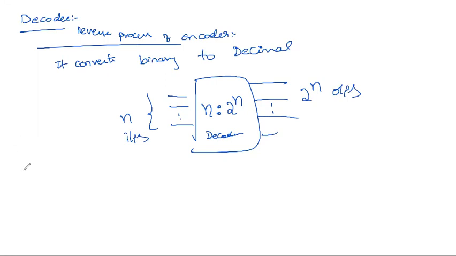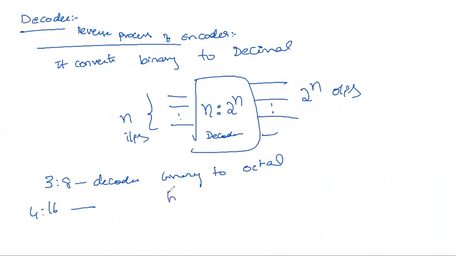Okay. So decoder is also known as 3 is to 8 decoder is known as binary to octal. 4 is to 16 is known as binary to hexadecimal. Okay. Now let us know about 2 is to 4 decoder. So 2 is to 4 decoder, if you know, the same thing applies for 3 is to 8. Okay. For 4 is to 16, etc.